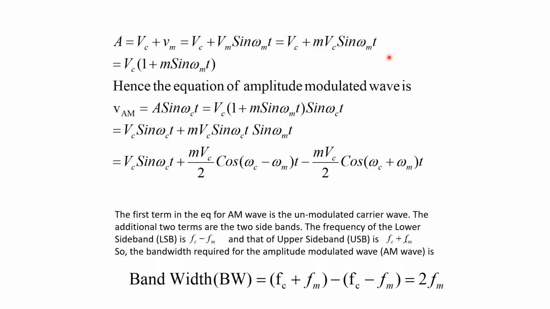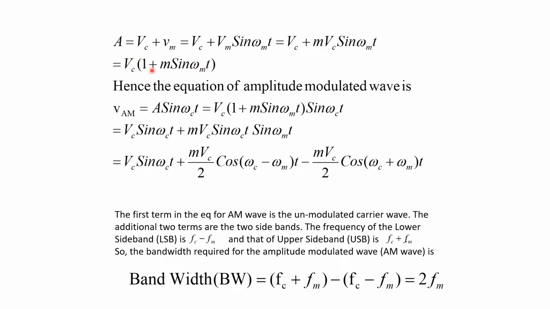Now we know that the index of modulation is denoted by small m, and it is a ratio of Vm and Vc, or small m is equal to Vm upon Vc. Therefore, Vm can be replaced by m multiplied by Vc, or it is rearranged as Vc inside the brackets 1 plus m sine omega mt. This is the amplitude of the modulated wave.